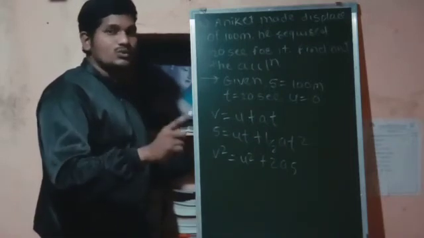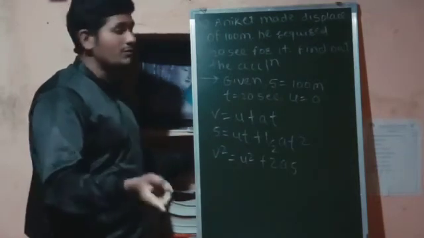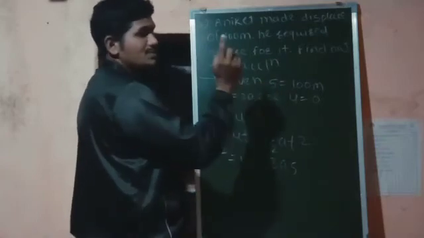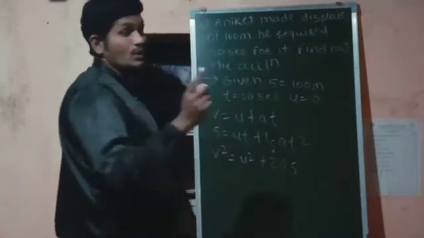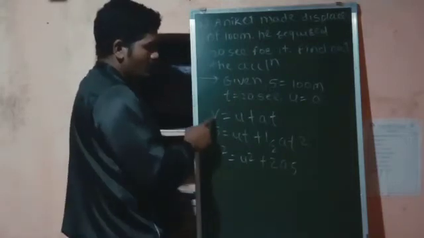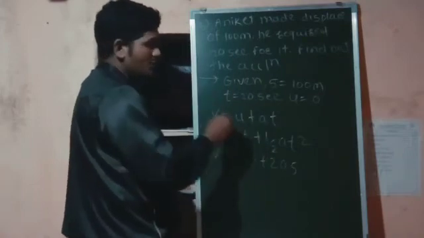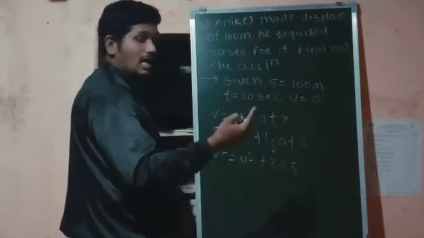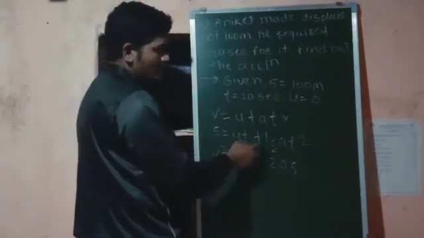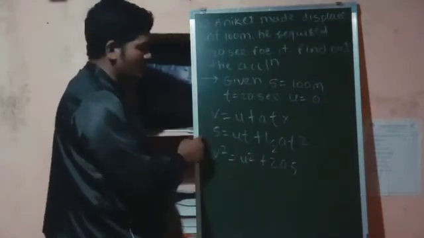Now how we can choose the formula, I will tell you now. First of all for that we will go towards the given terms. So the given term means displacement is given, s is given. So I will search for s. Where is s? I will see the first formula. V is equal to u plus at. There is no s. So this formula will be cancelled. Now I will go to the second formula. S is equal to ut plus half at square. So here is s. So there is a possibility that this can be the formula.